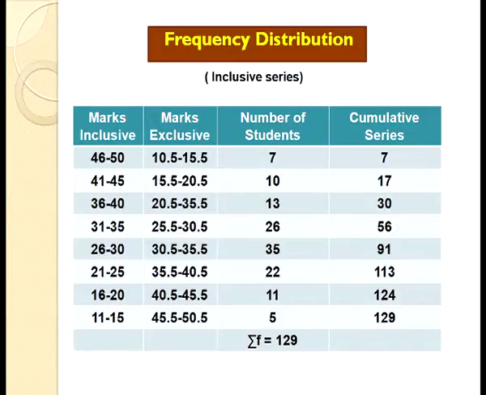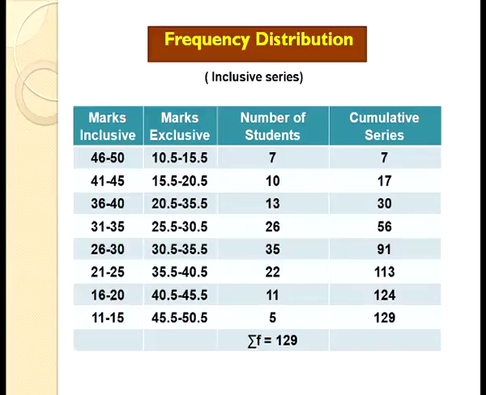Now this 0.5 would be subtracted from the lower limit and added to the upper limit. So what we have done: 11 minus 0.5 comes to 10.5. 15 plus 0.5 comes to 15.5. Likewise for 16 to 20, 16 minus 0.5 comes to 15.5, and 20 plus 0.5 comes to 20.5. We have done this for all the class intervals. Now let's see, students. We have arranged the data in ascending order. Very first thing, we have converted this inclusive series into exclusive series.